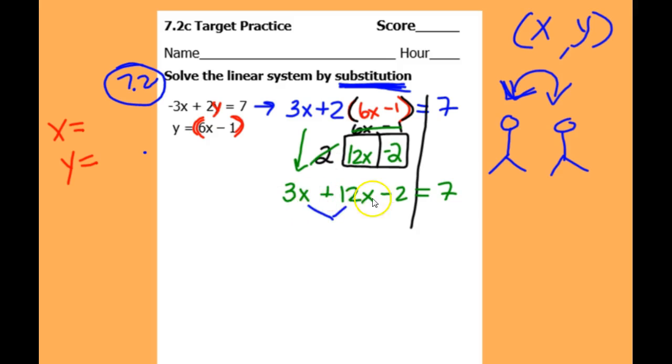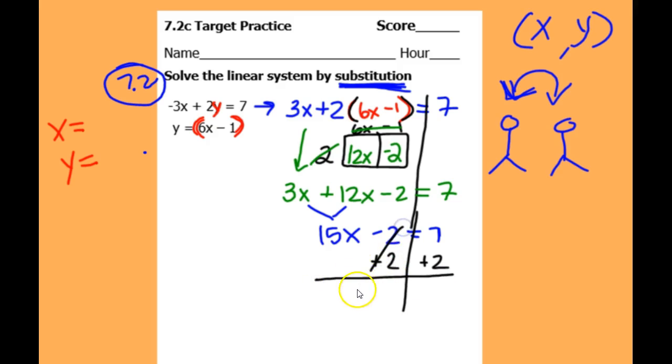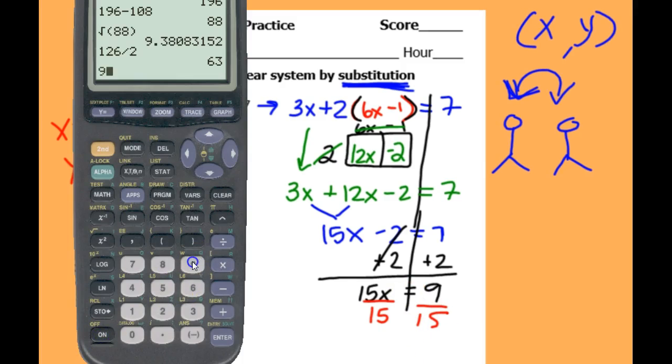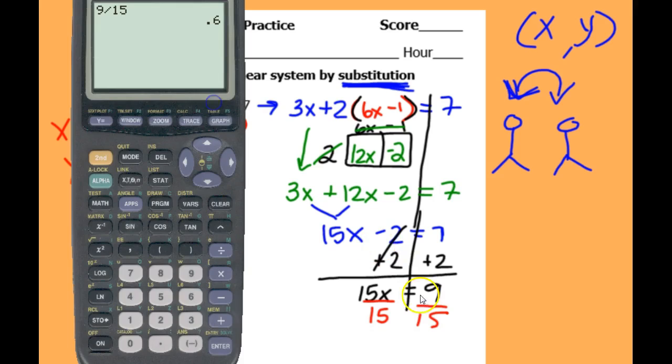So next we're going to combine our like terms. 3 and plus 12 should give us 15x minus 2 equal to 7. And then still getting x by itself, the opposite of subtracting 2 is adding 2. So we have 15x equal to 9, and we would divide by 15 to get our answer, which is 9 over 15, so we have 9 divided by 15, which is 0.6.